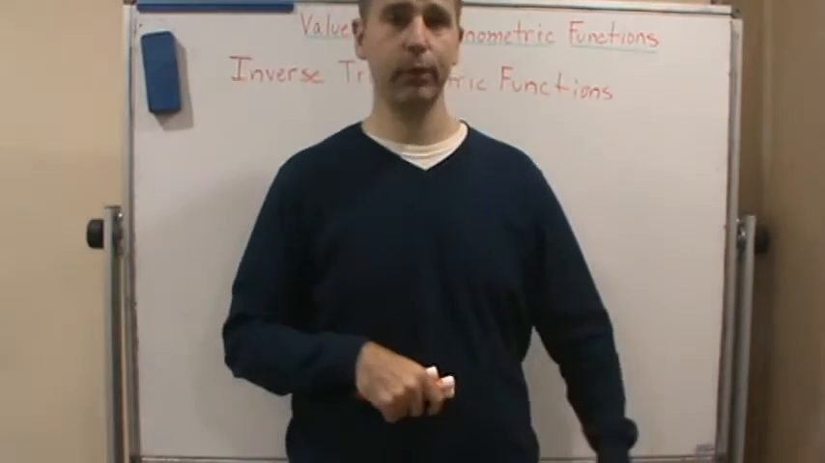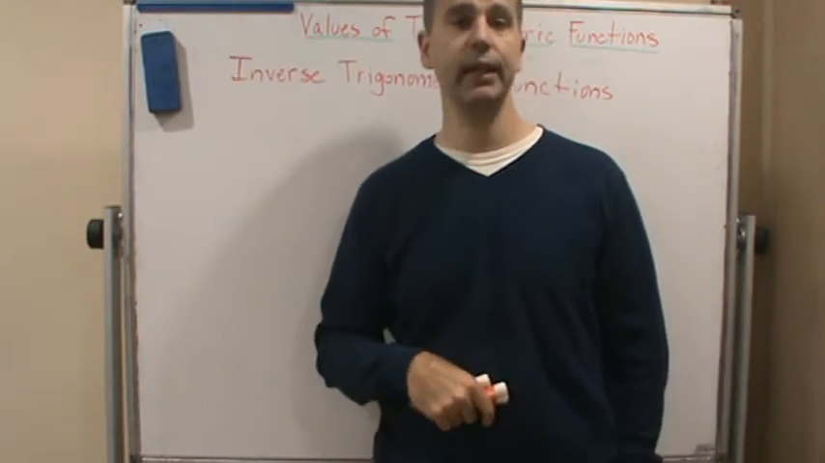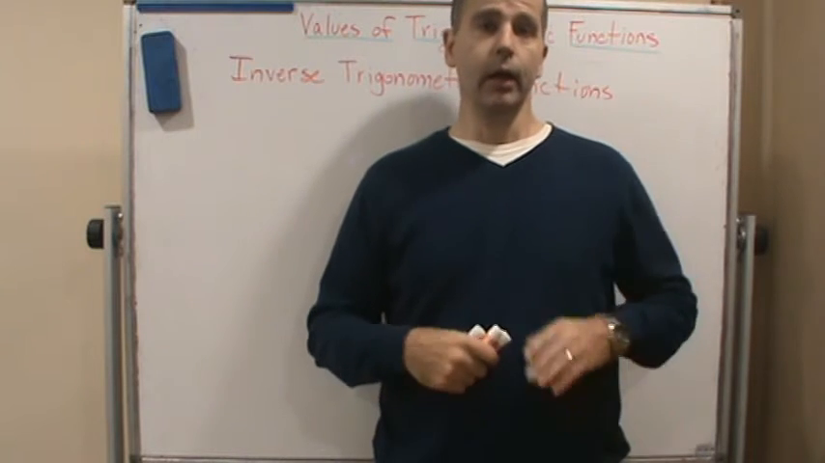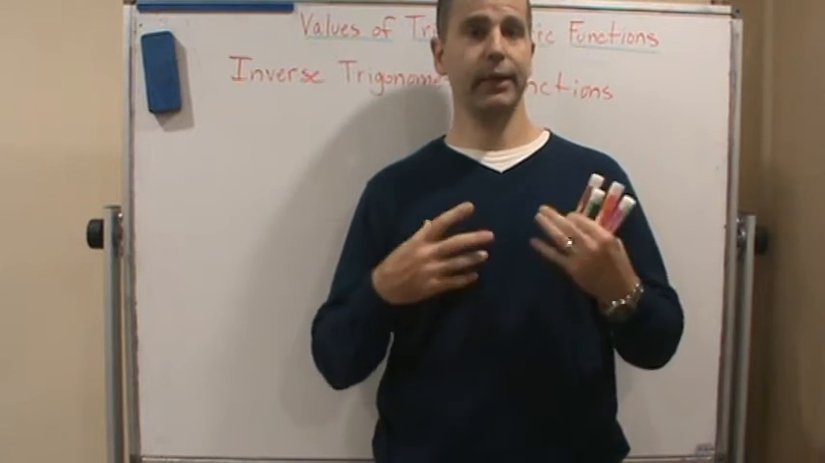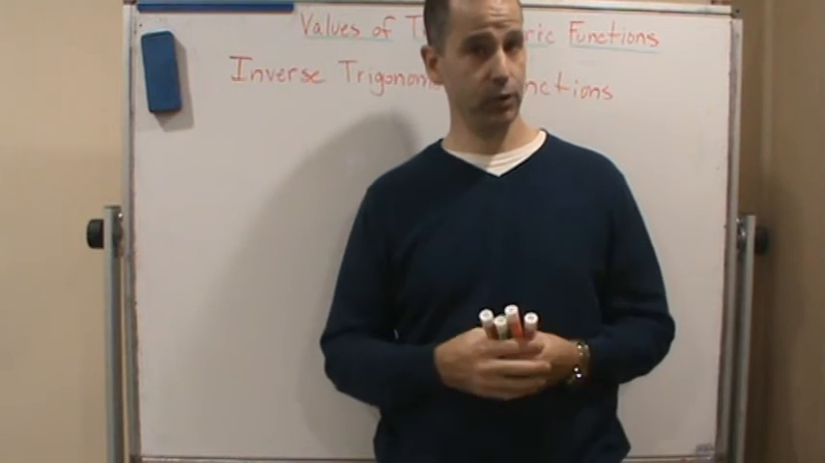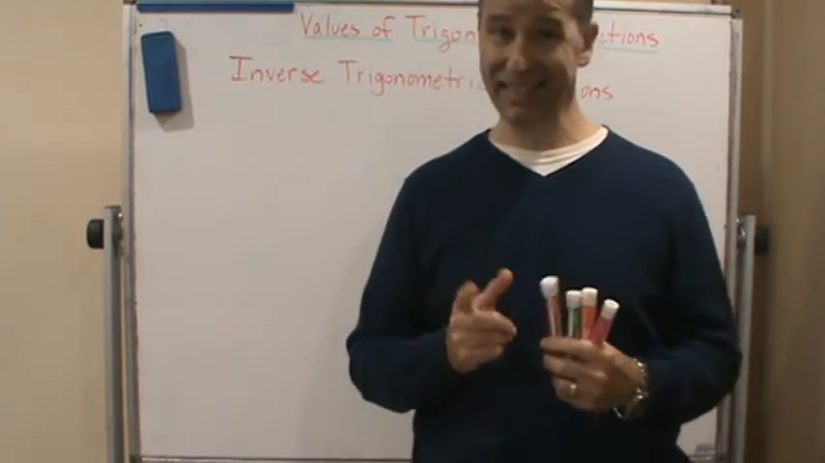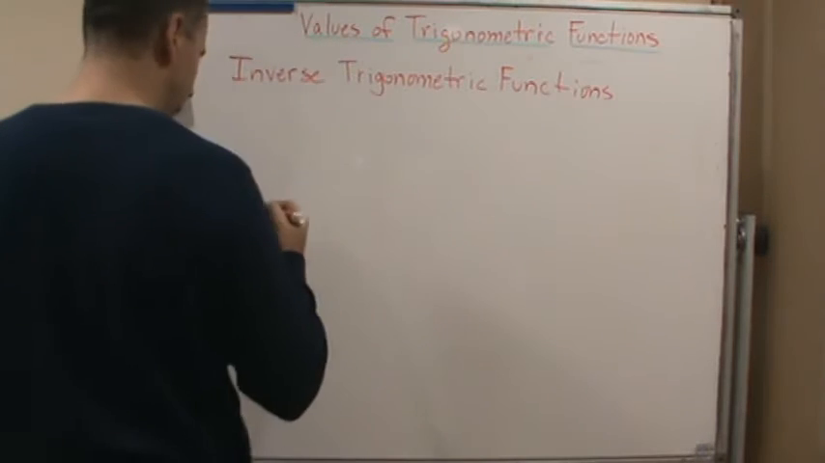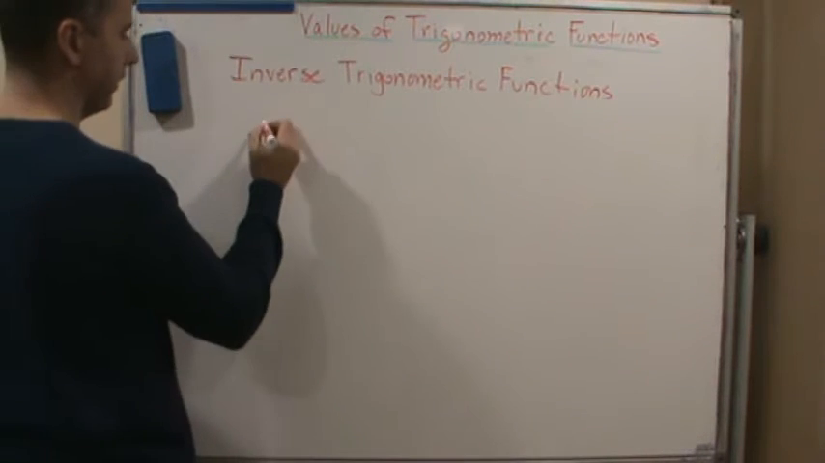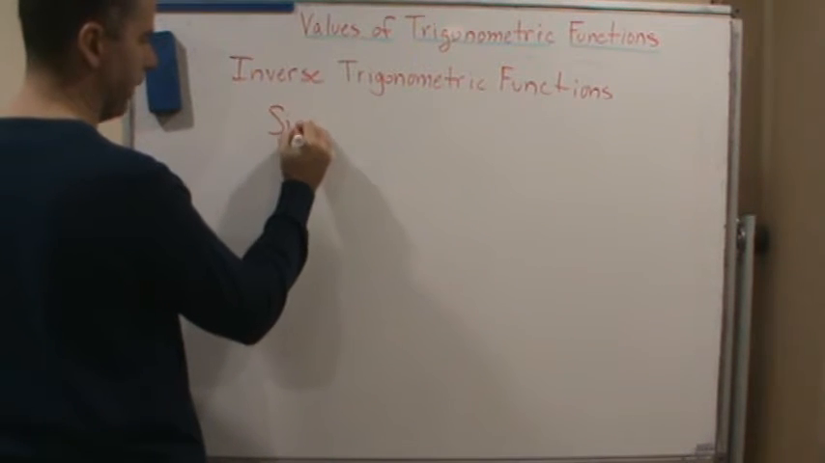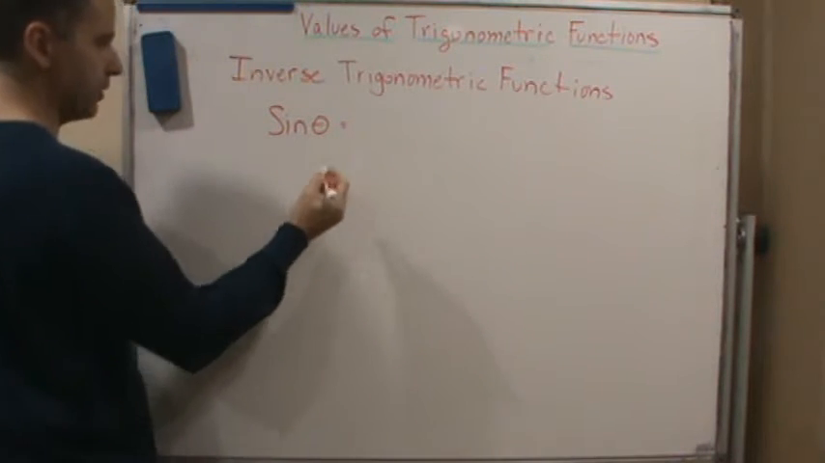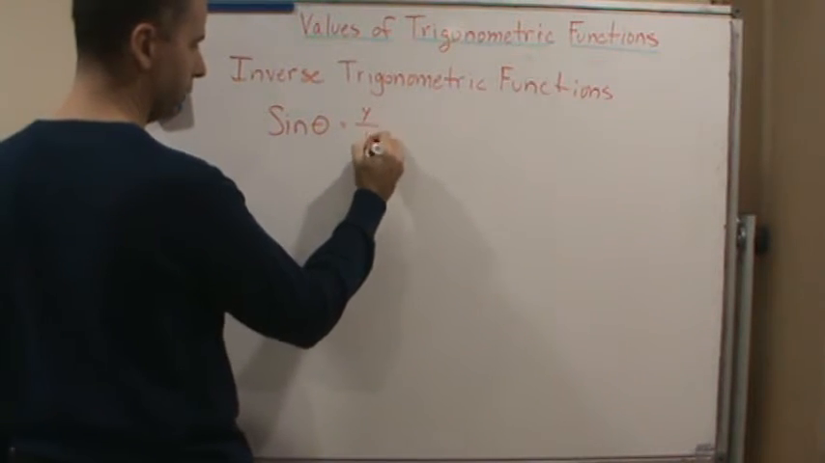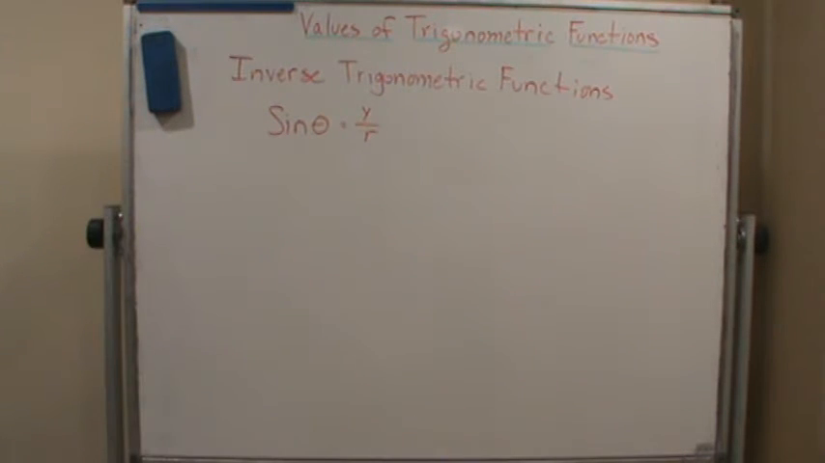Okay, so today we're going to introduce the idea of the inverse trig function. I'm going to show you the notation for the inverse trig function, but then I'm going to give you a warning not to confuse it with the reciprocal because it's not the same thing. Okay, so when we look at the sine, for example, the sine of an angle equals what? Opposite over hypotenuse, so it equals y over r in general, right?